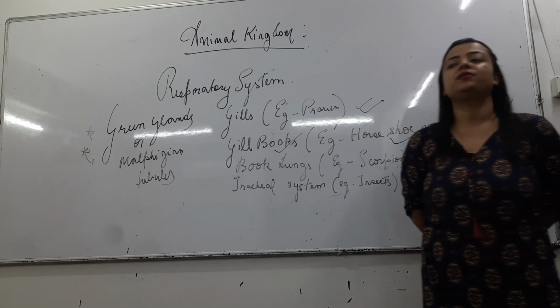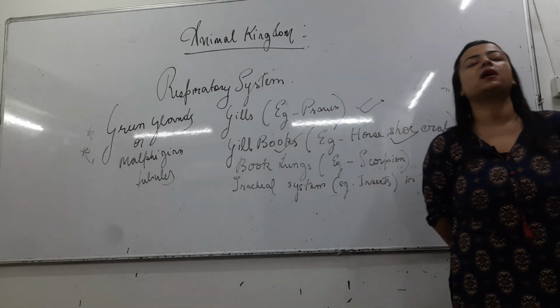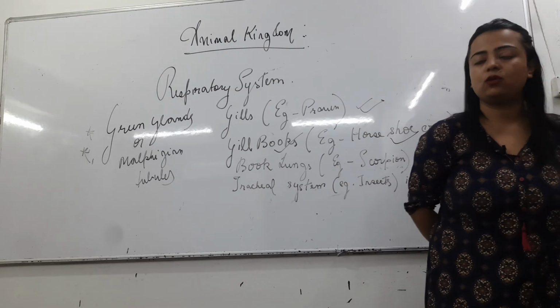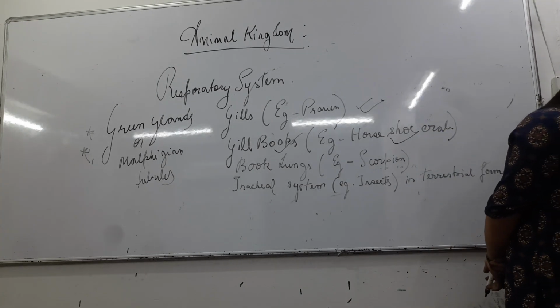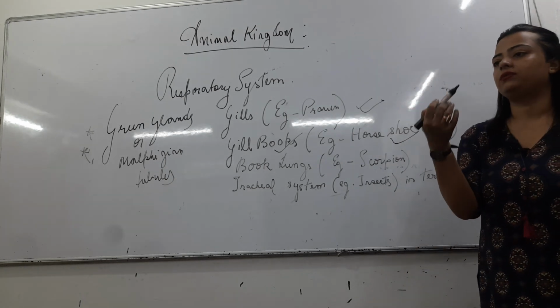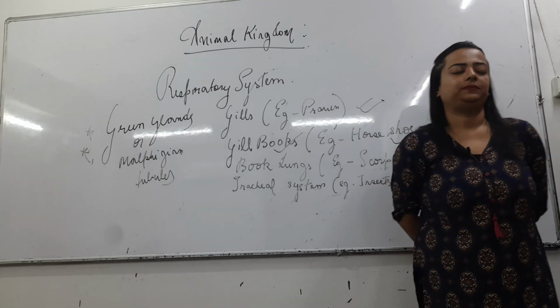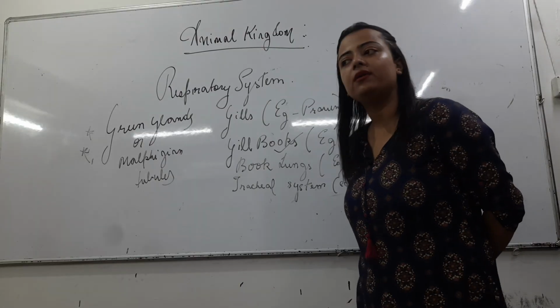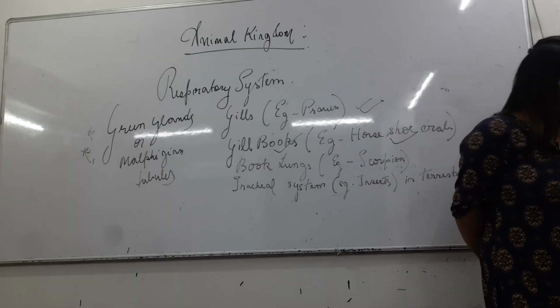Next point, sensory organs are well developed, consisting of antenna and eyes. Have you seen the antenna in cockroaches? Antenna are for perceiving odor, smell, and also for the sensation of touch. Okay? Next point.